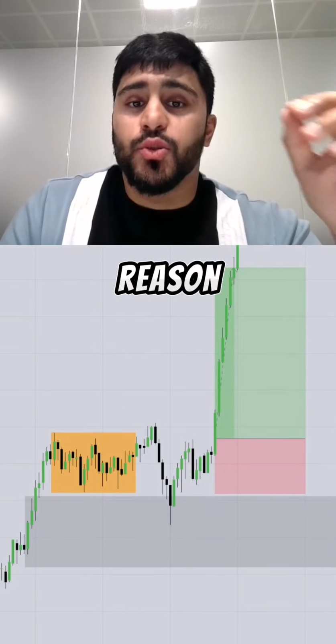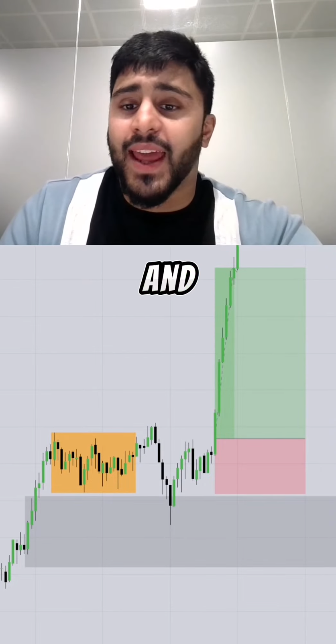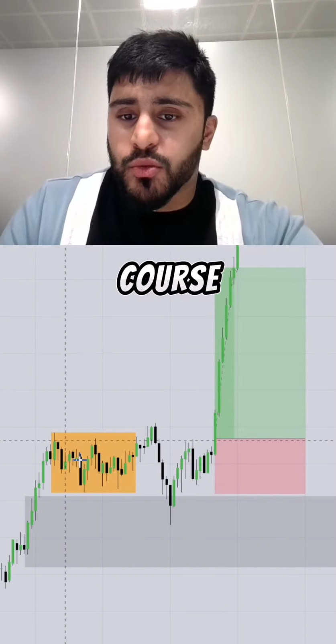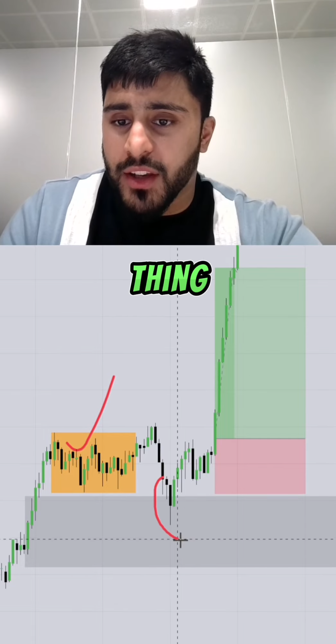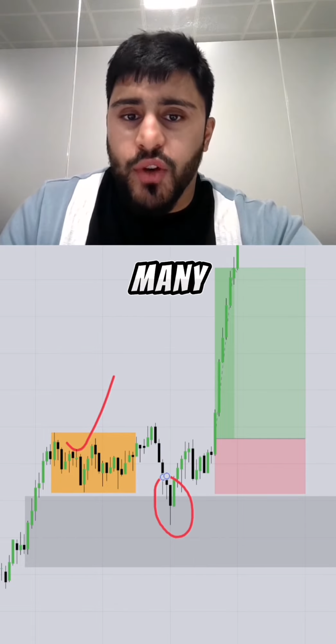This is the reason you suck at Power of 3 and AMD. So the first thing, of course, we start with an ICT accumulation, or we need a range in price. But the most important thing is what's happening over here. So many traders mess up manipulation.